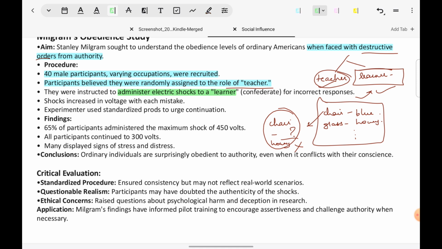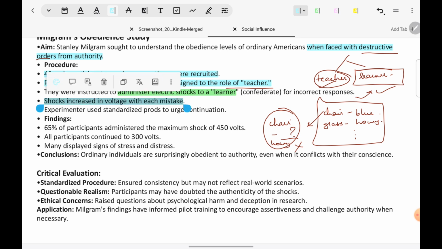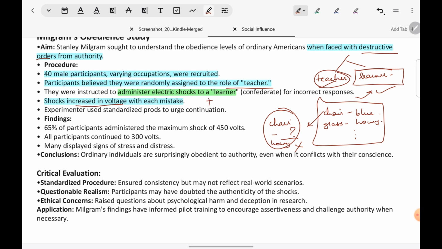Another instruction that had been given to the teacher was that he was to increase the voltage of the shock by 15 volts every time the learner made a successive mistake. So for example, on the first mistake, the teacher would give the learner a shock of 15 volts as punishment. When the learner made a second mistake, the teacher would give a shock of 30 volts. When the learner made a third mistake, the teacher would give a shock of 45 volts and so forth. As you know, electric shocks are painful. So if the learner was really to get these shocks, they would be an increasing intensity of pain.